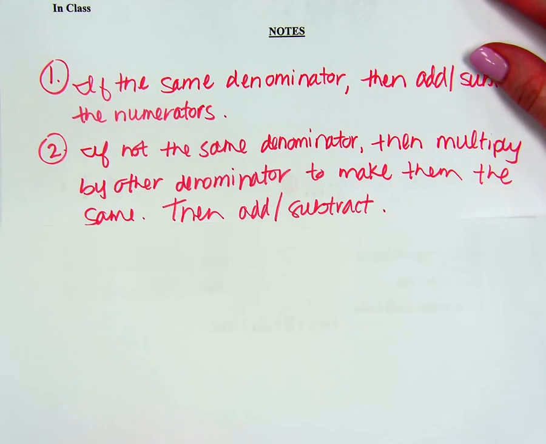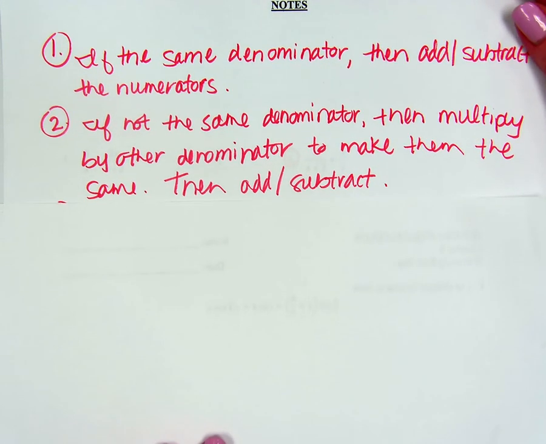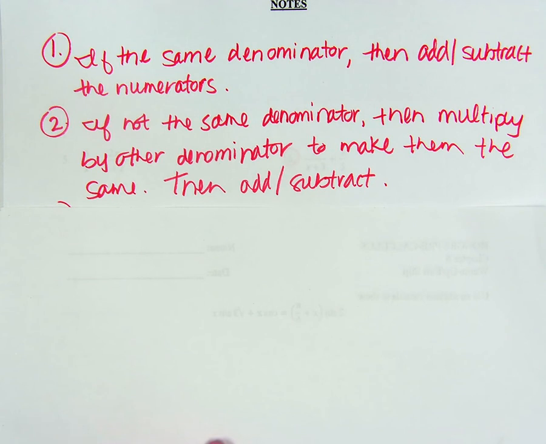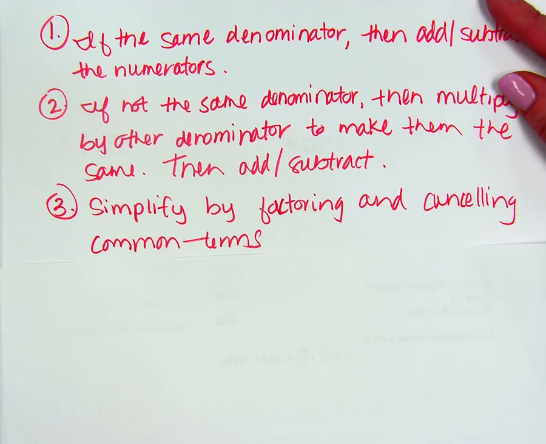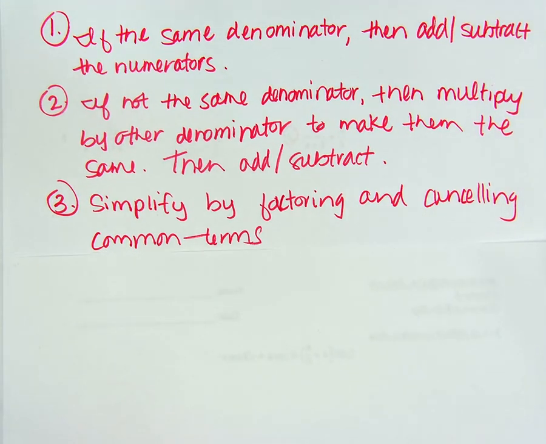Number 2 says if it's not the same denominator, then you're going to multiply by the other denominator to make them the same, and then you're going to add and subtract. So that's the second step. If we identify that the fractions have different denominators, that's what we're going to do. And then the third step, after we've done 1 or 2, we're going to simplify by factoring, and then we're going to cancel out our common terms. So go ahead and pause the video if you need a second to jot those notes down. Otherwise, we're going to jump into number 1.